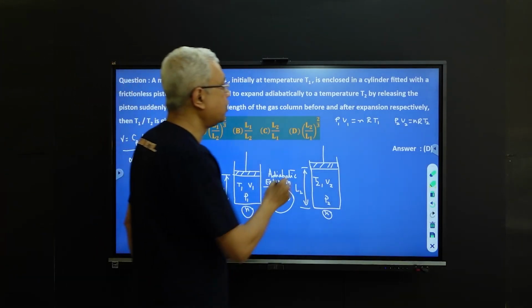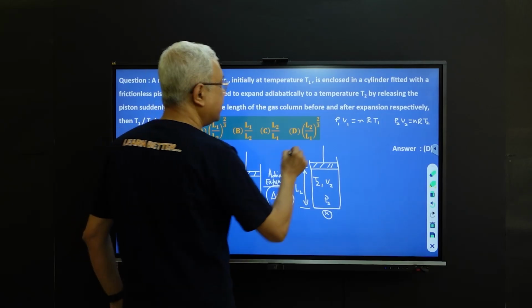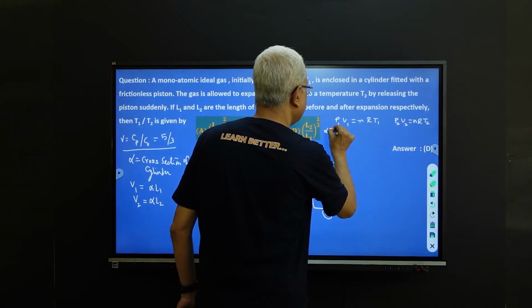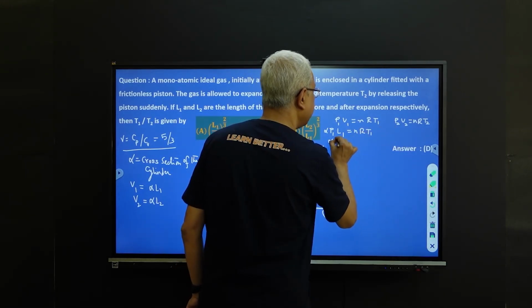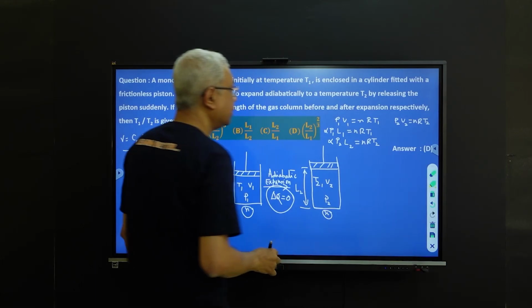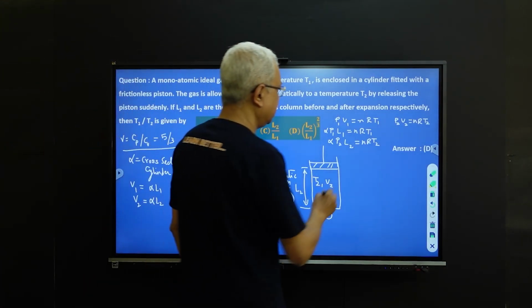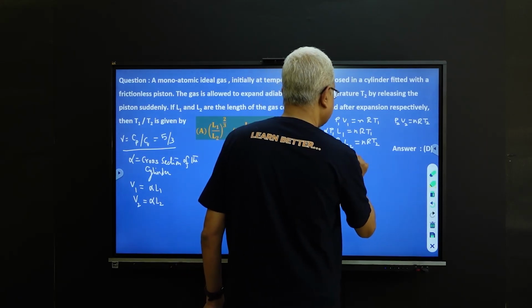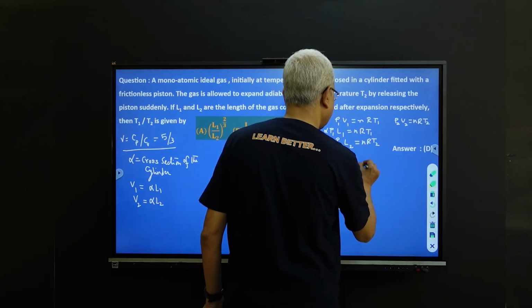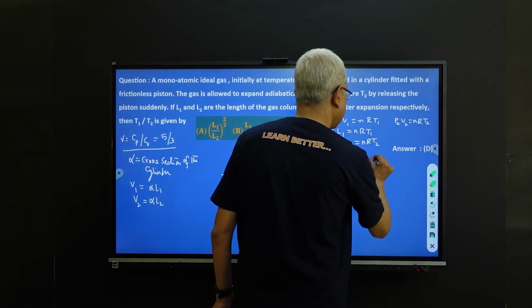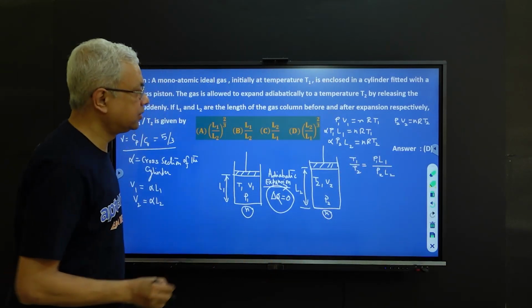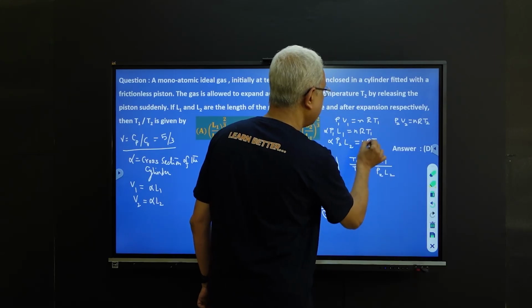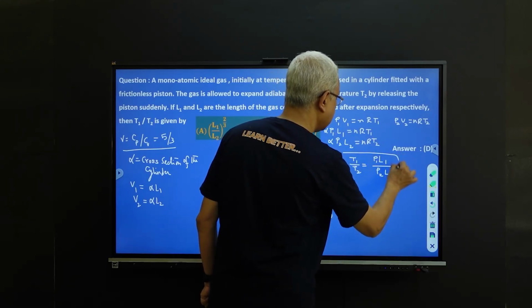Alright. Now V1 is actually alpha L1. So P1 alpha L1 is equal to n R T1 and alpha P2 L2 is equal to n R T2. So T1 by T2, from these two expressions I can write, is P1 L1 by P2 L2. I think there is no doubt. T1 by T2 is equal to P1 L1 by P2 L2. This is one expression.